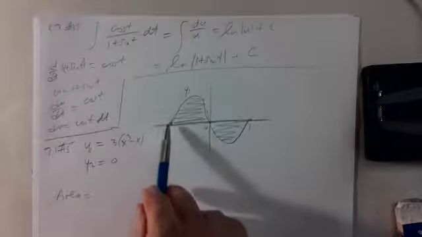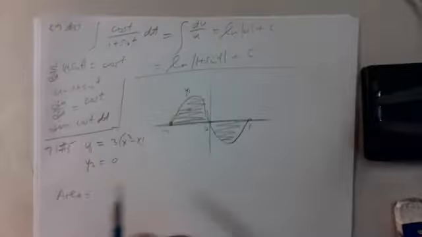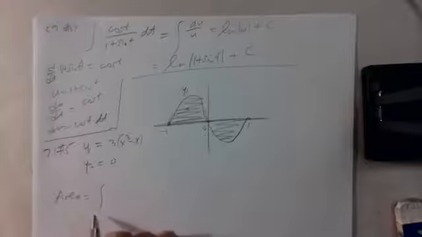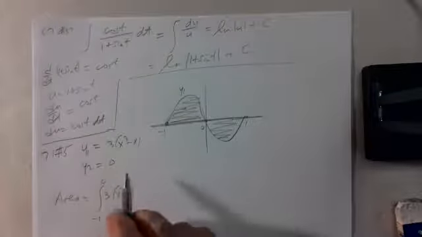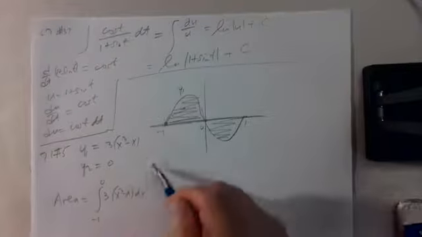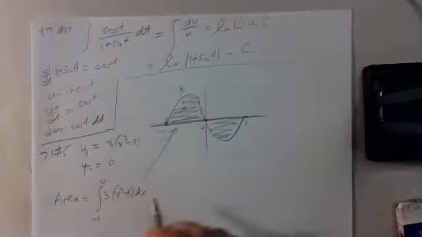So the area is equal to, well, the area from here to here on the left-hand side, that's the integral from minus 1 to 0 of x cubed minus 3x, the top minus the bottom, which is 0, dx. That's the area of that.